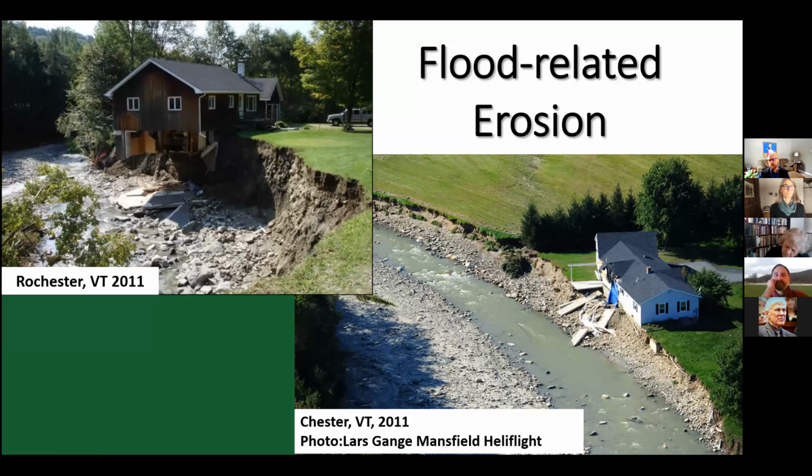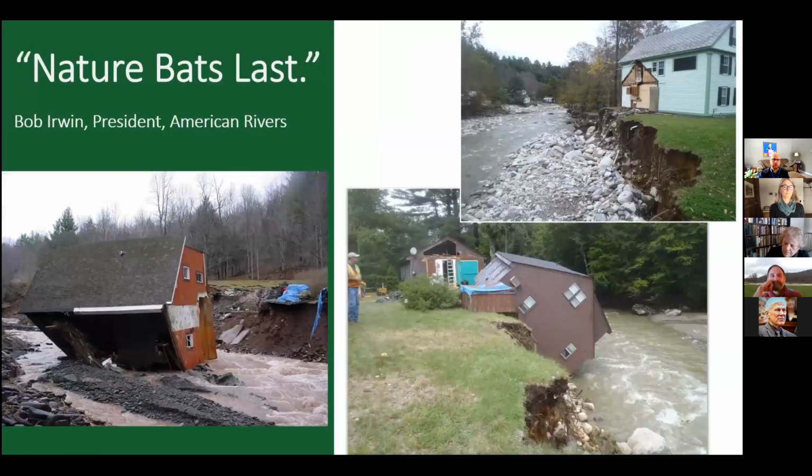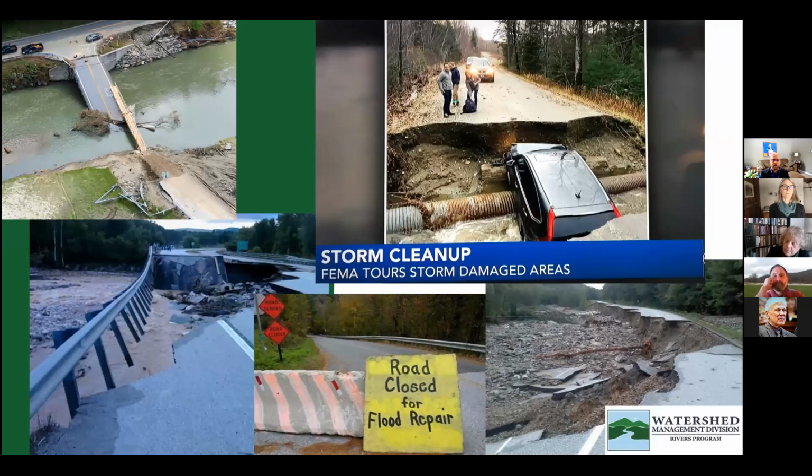This is what it looks like. You've seen some of these pictures probably in other presentations or in the media. You know, nature bats last, as Bob Irwin from American Rivers poignantly says. And of course, I'd be remiss if I left out the fact that our transportation infrastructure is really our most frequent and costly damage in Vermont, kind of year in, year out.